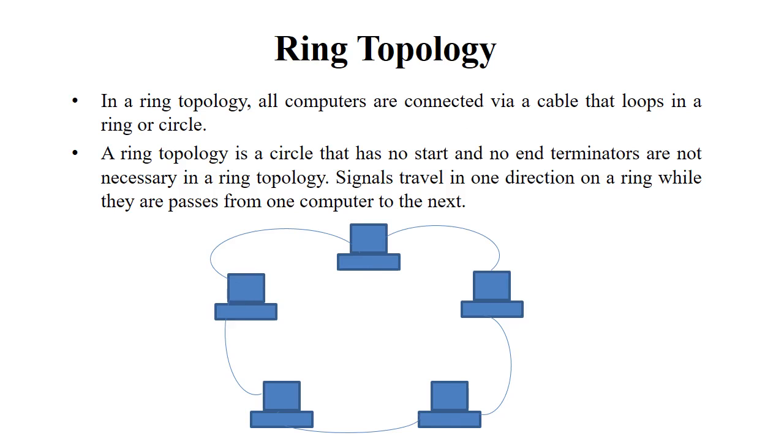Next, ring topology. In a ring topology, all computers are connected via a cable that loops in a ring or circle. A ring topology is a circle that has no start and no end. Terminators are not necessary in a ring topology. Signals travel in one direction on a ring while they are passed from one computer to the next. Here is the structure of ring topology. All the computers are connected in a ring or circle form.